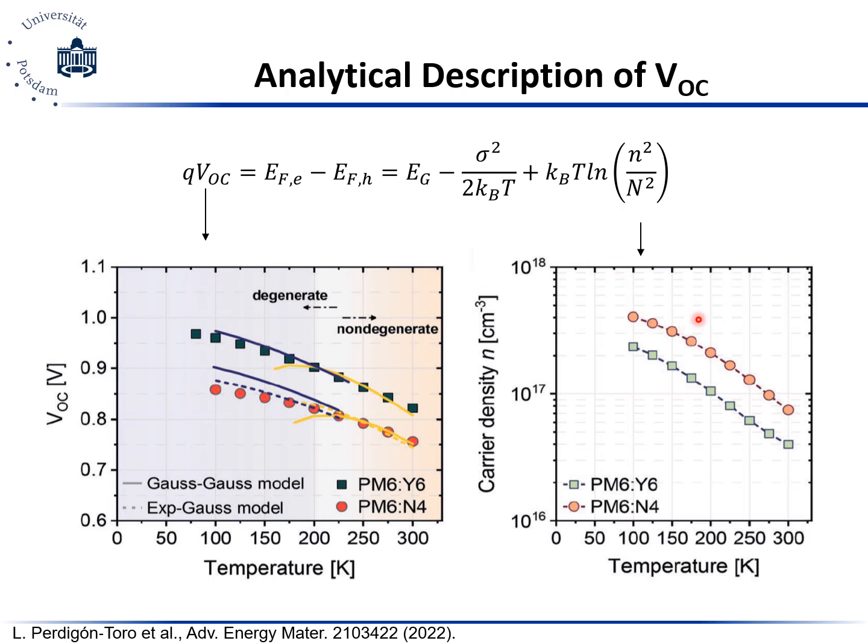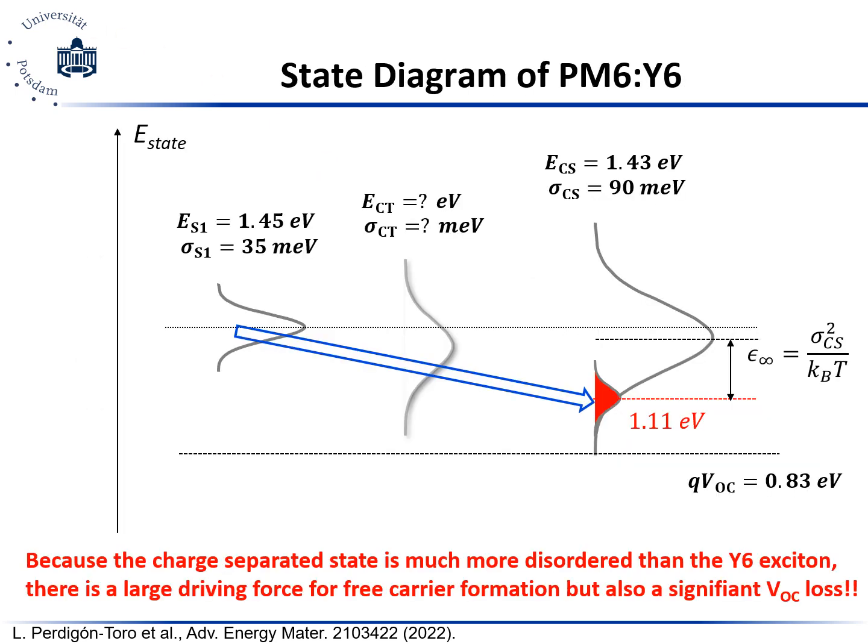Another important finding was that the carrier density actually increases with decreasing temperature, which implies that there is an energetic barrier towards recombination of free carriers. This led us to the shown state diagram of the PM6Y6 blend. Interestingly, the average energy of the density of state of the singlet exciton is quite similar to that of the charge-separated state. However, the singlet state is only little broadened.